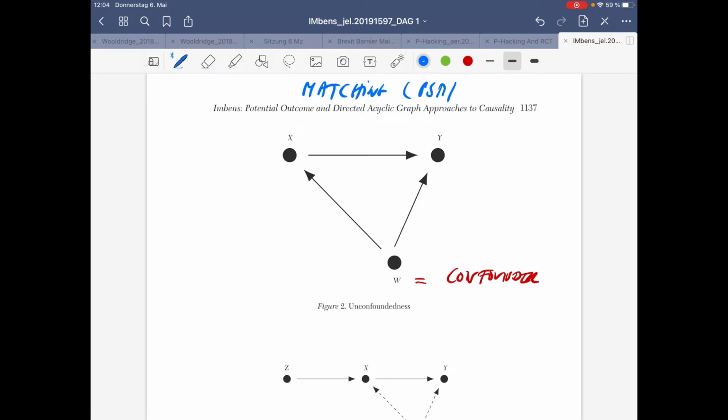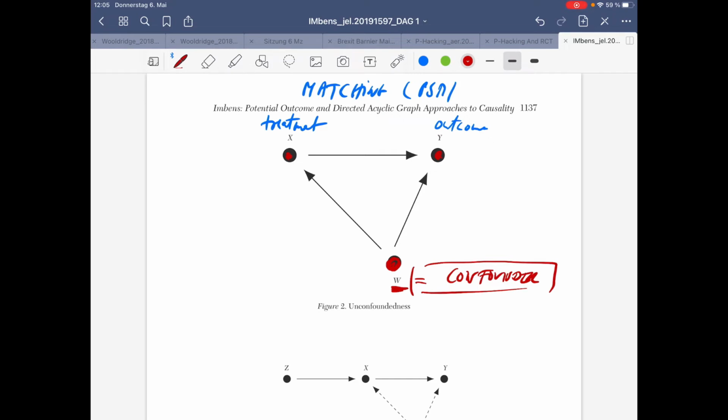Well, on the one hand, you have in the matching approach now the treatment, and on the other hand, you have the outcome, right? And you need confounders that influence both the treatment and the outcome. And these confounders are variables that can be observed. Variables that can be observed and influence both the treatment and the outcome.